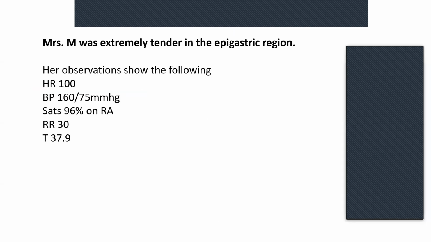Now moving back to the case after we've thought of our differentials. Mrs. M was extremely tender in her epigastric region, and her obs show the following. She's tachycardic, she's tachypneic, but she's maintaining her sats, and she's pyrexial. So now we're thinking, perhaps this is biliary colic, but leaning towards, could this patient be septic? It should already start ringing alarm bells that this patient is unwell.